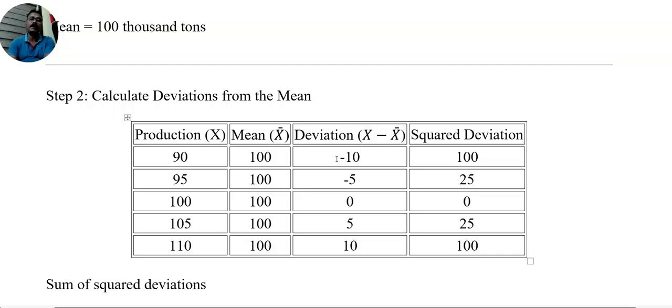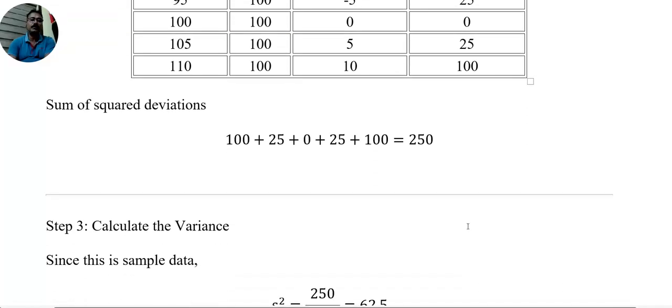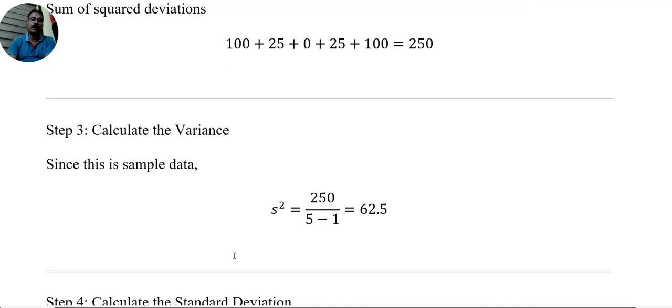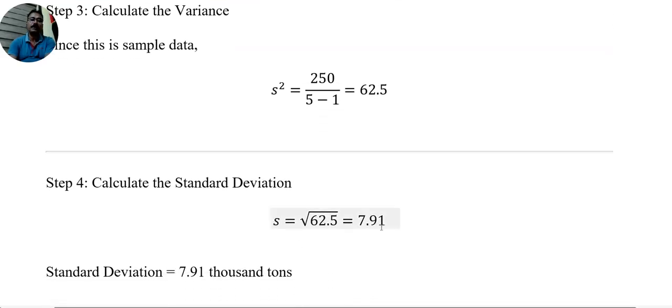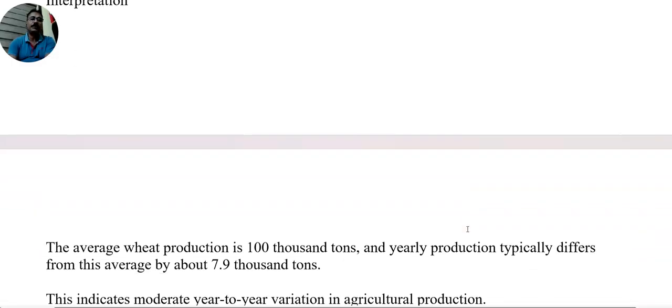Squaring the deviation: minus 10 squared is 100, minus 5 squared is 25, 0 squared is 0, 5 squared is 25, 10 squared is 100. After that we add the squared deviations, and the total is 250. Our total number of observations is 5, so 5 minus 1 is 4, and 250 divided by 4 is 62.5. Then we take the square root, which is 7.91. This is the standard deviation, 7.91.